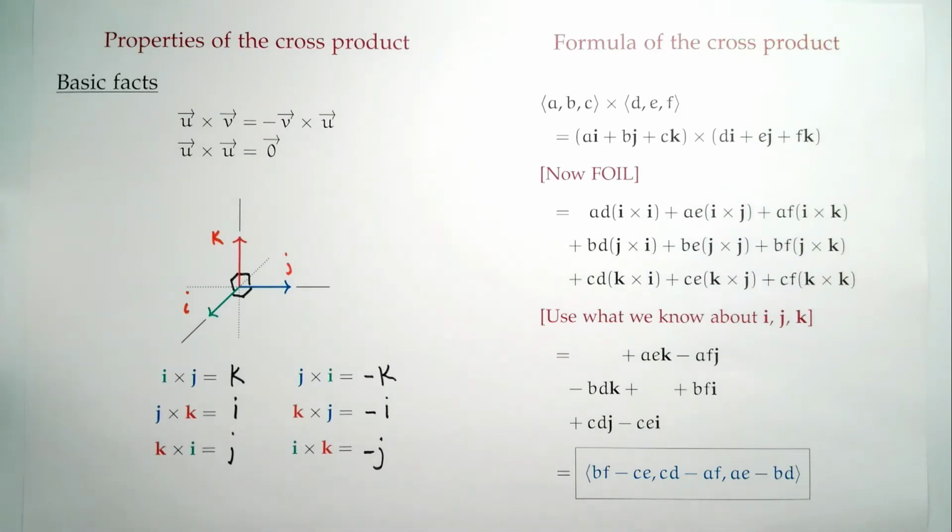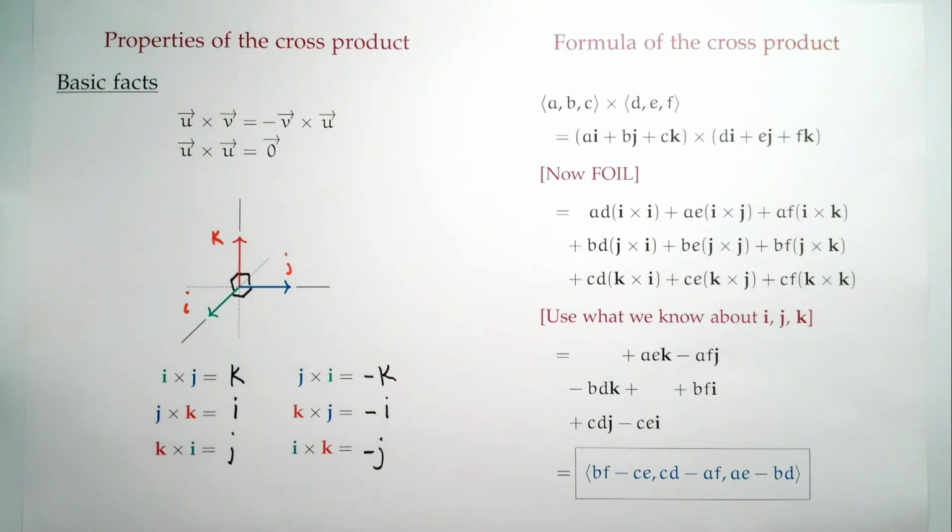And if you do that, this is the result. You get AE times K minus AF times J minus BD times K and BF times I and CD times J minus CE times I. Or if you put it back into component form, you get in the first entry BF minus CE. The second entry is CD minus A times F. And the last entry, AE minus B times D. And you're probably thinking, just what we thought it would be. Probably not. But all right.